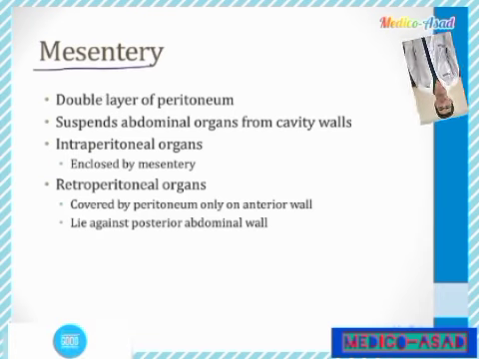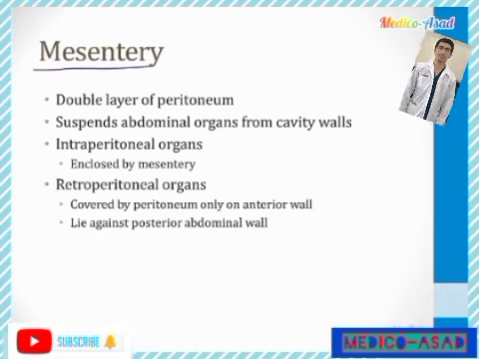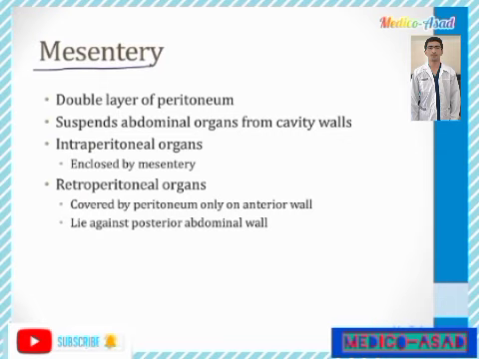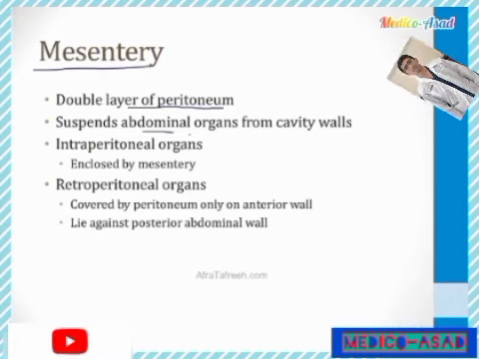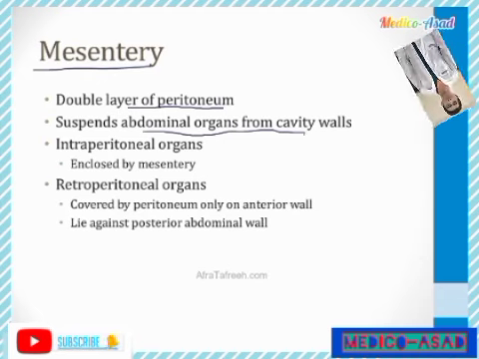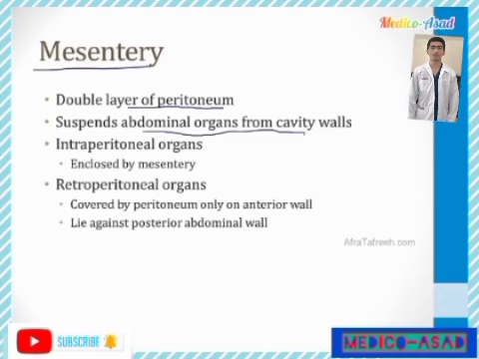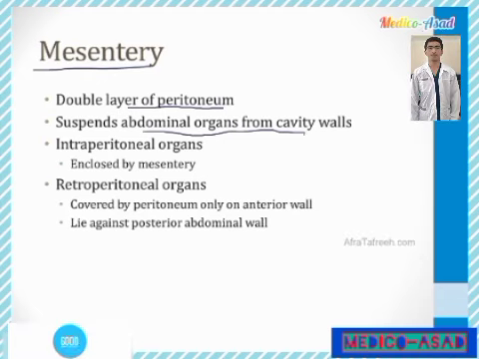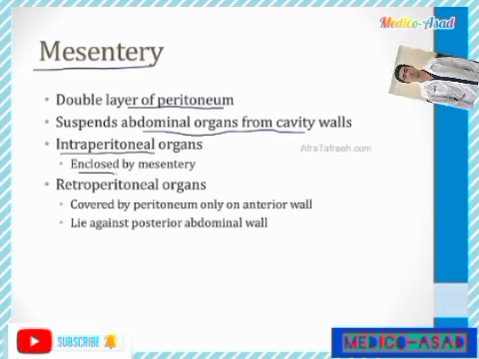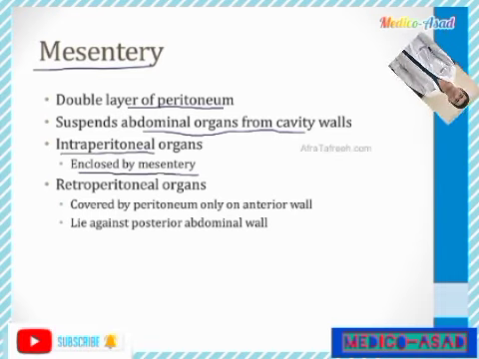When you look inside the abdominal cavity, you can find sheets of connective tissue called mesentery. Mesentery is made up of a double layer of peritoneal tissue, and it suspends the abdominal organs from cavity walls. Blood vessels also travel through the mesentery as they go from the aorta to the organs which they supply with blood. Organs that we call intraperitoneal are entirely enclosed and wrapped with mesentery. I'll show you a picture of that in a minute.